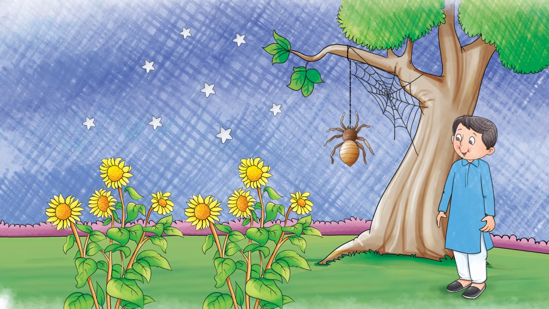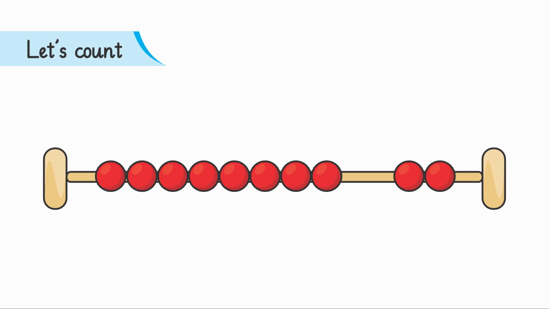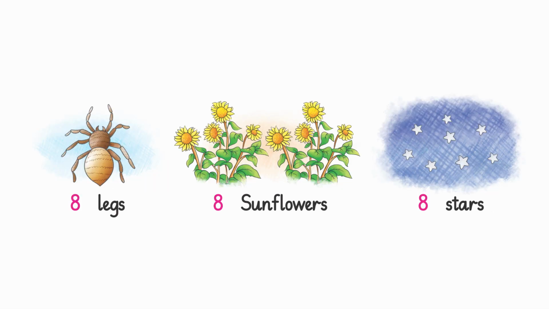Look at the picture and count which objects are in number 8. Now come on the beads bar. Let's see how many beads are there on the left side on the bead bar. 8 legs, 8 sunflowers, 8 stars.